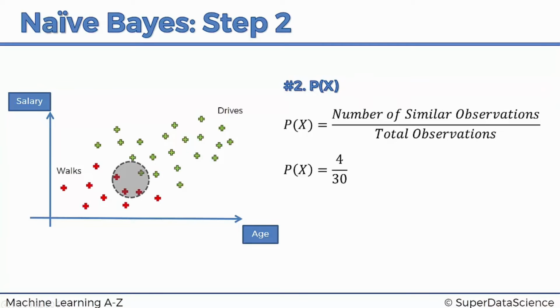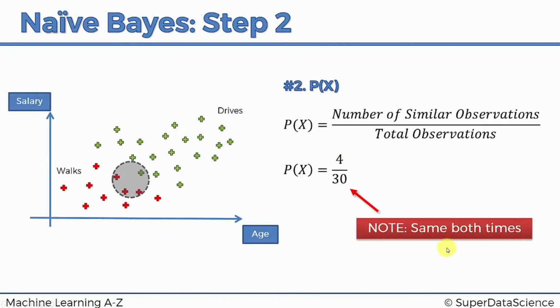And the interesting thing here is that this result is the same both times. This is in step 2. In step 1, where we were calculating for the people who walk to work, it was the same. So basically P of X doesn't change whether you're calculating it in step 1, where we were calculating the probability that the person with these features is a person who walks to work, or if you're calculating in the step 2 scenario where you're calculating if that person with these features is a person who drives to work. And therefore it's the same both times.